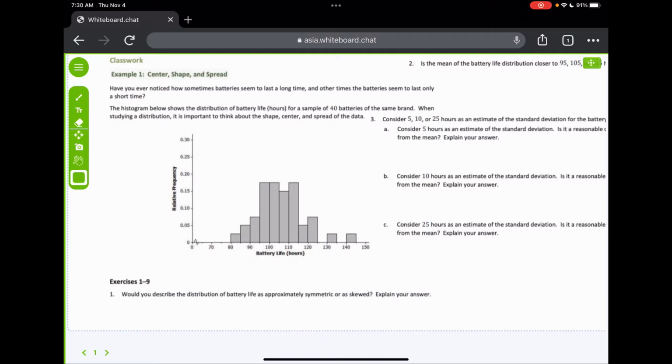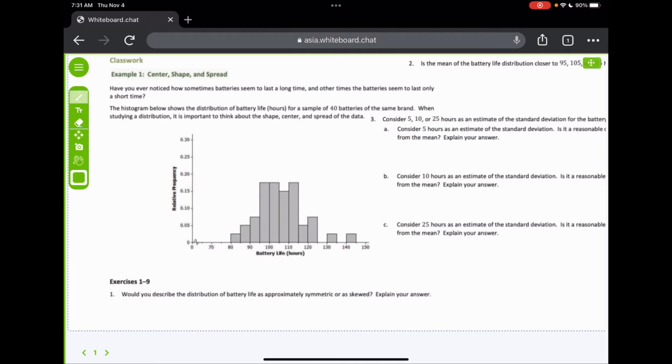Sample 1, we're talking about the center, the shape, and the spread. It says, have you ever noticed how sometimes batteries seem to last a long time and other times the batteries seem to last only a short time? The histogram below shows the distribution of battery life in hours for a sample of 40 batteries of the same brand. When studying a distribution, it's important to think about the shape, center, and spread of the data. So exercise 1 says, would you describe the distribution of battery life as approximately symmetrical or as skewed?